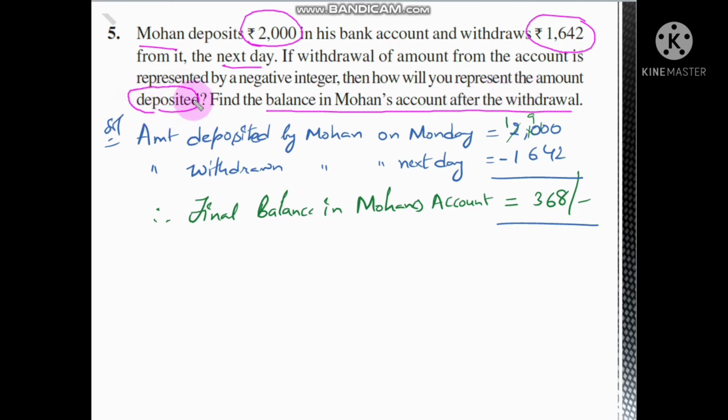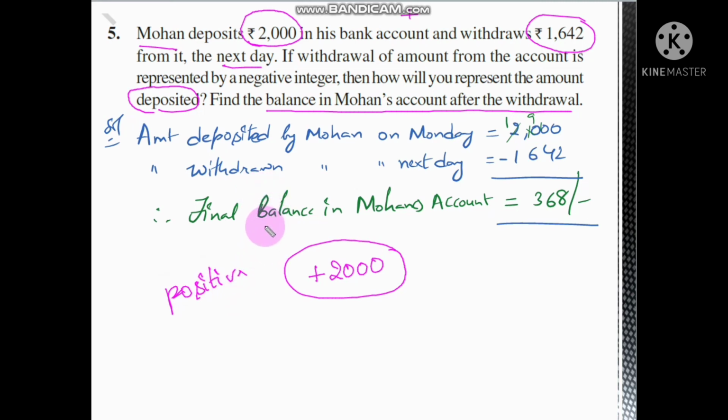Here the amount is getting deposited, which means the amount is adding up to the bank account, no? So the amount deposited by Mohan on Monday will be minus 2000 or plus 2000? It will be positive, obviously a positive value. So it will be plus 2000 rupees. How will you represent? We will represent it as plus 2000. So the amount deposited by Mohan on Monday is plus 2000 rupees. Okay? So in positive value. So it is a positive integer.